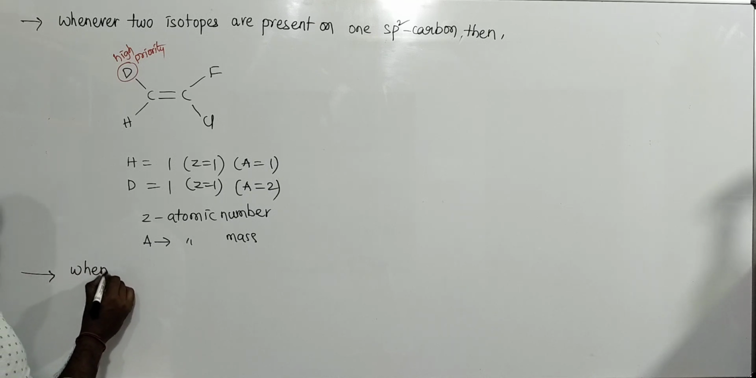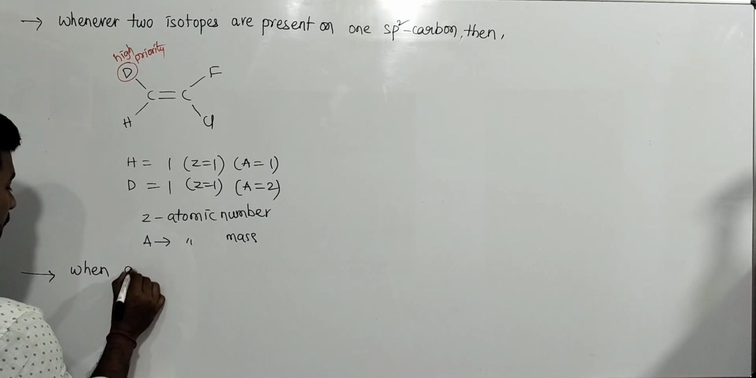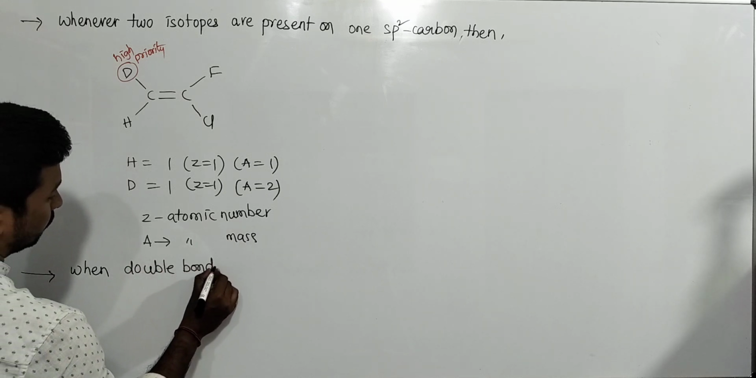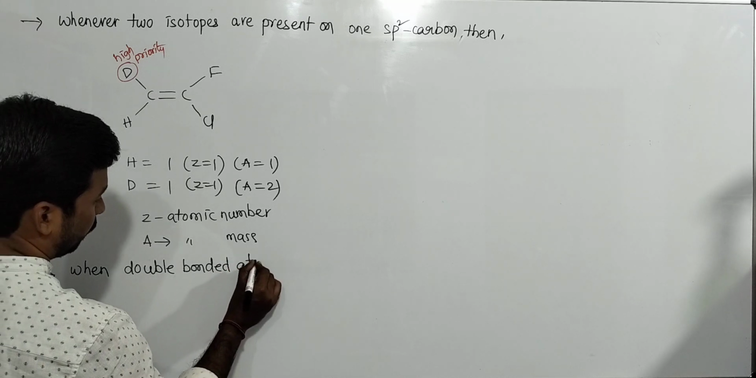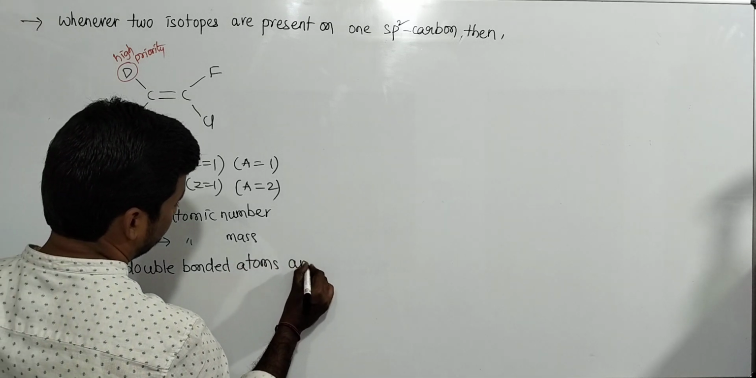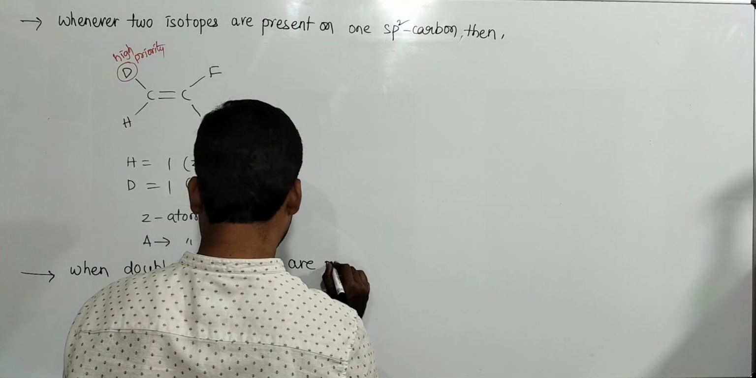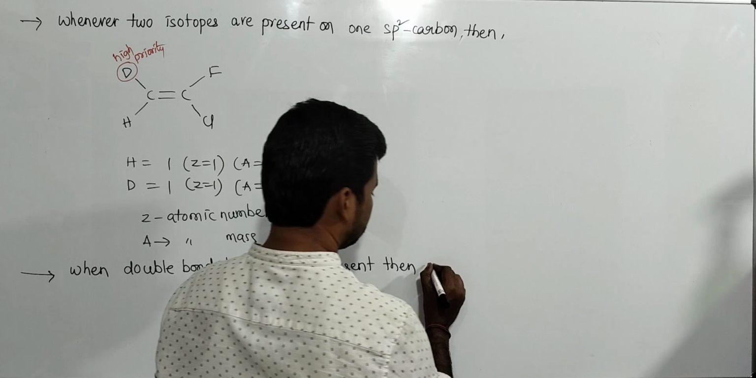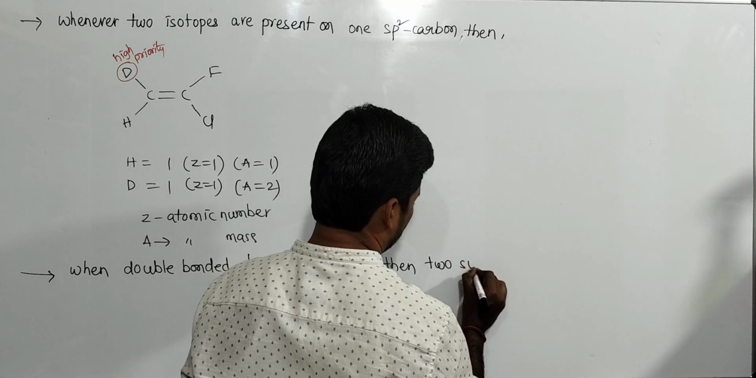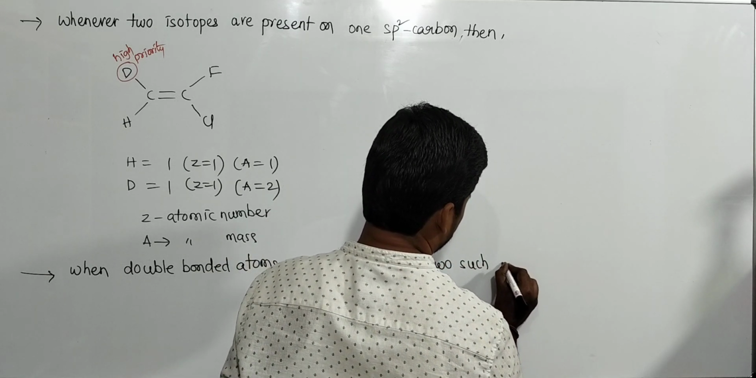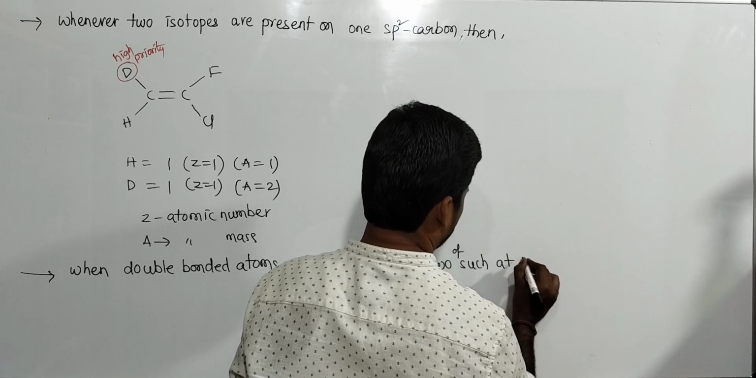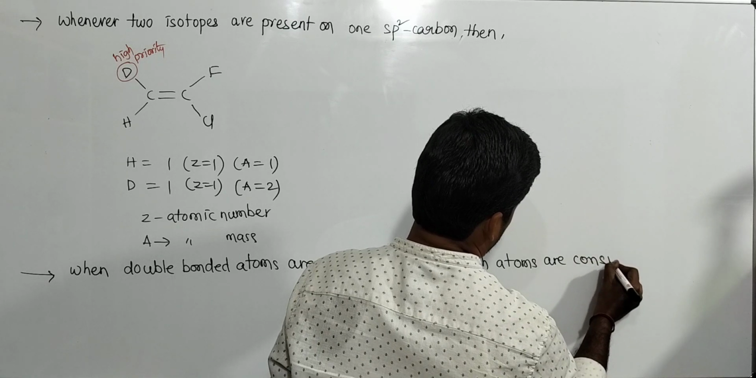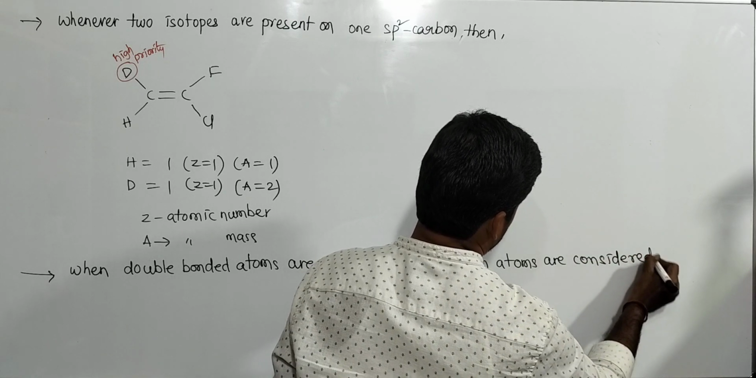When double bonded atoms are present, then two of such atoms are considered. Two of such atoms are considered.